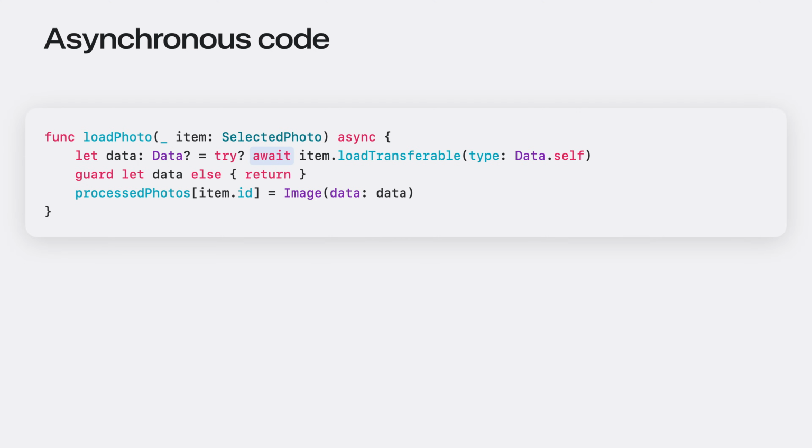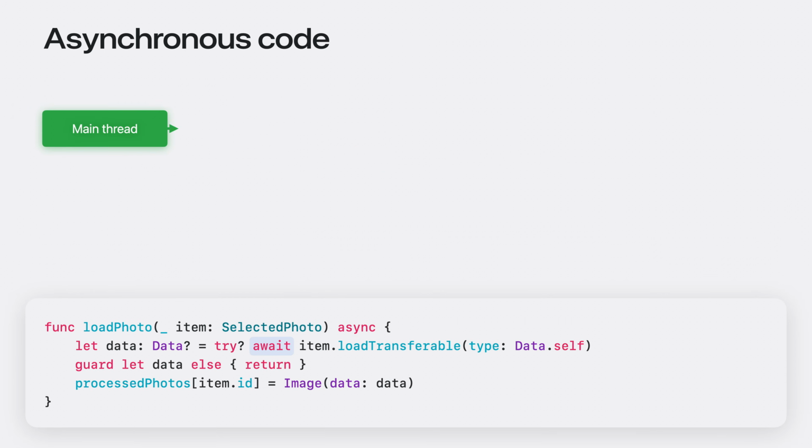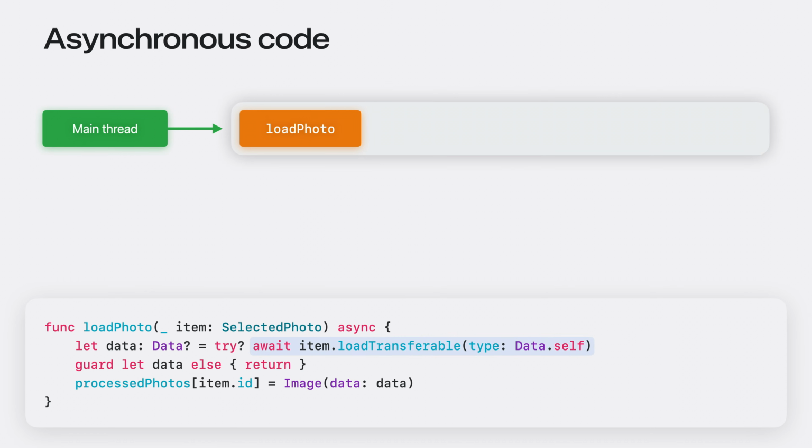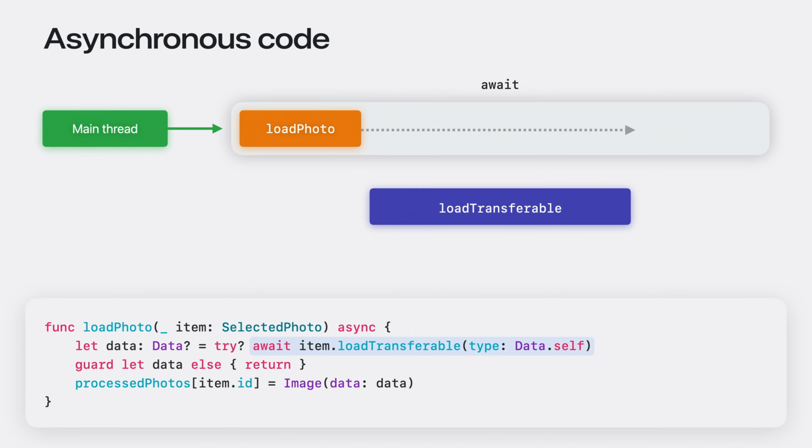We added the await keyword when calling the load transferable method, and annotated the load photo function with async. The await keyword marks a possible suspension point. It means that initially, the load photo function starts on the main thread, and when it calls load transferable at the await, it suspends while it's waiting for load transferable to complete.